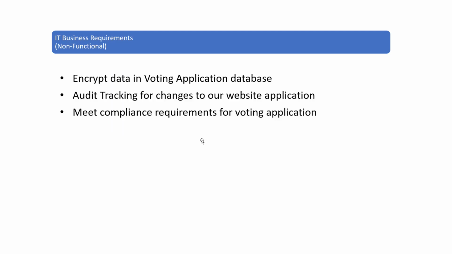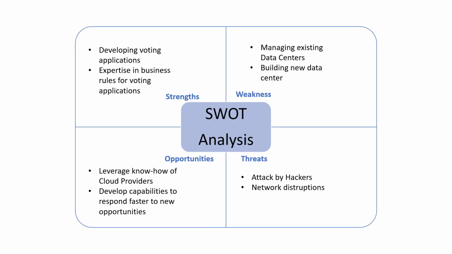The non-functional requirements require that we encrypt all voting application databases on the cloud, that audit tracking for changes to our web application and to our data is all enabled, and that we meet compliance requirements for voting applications.